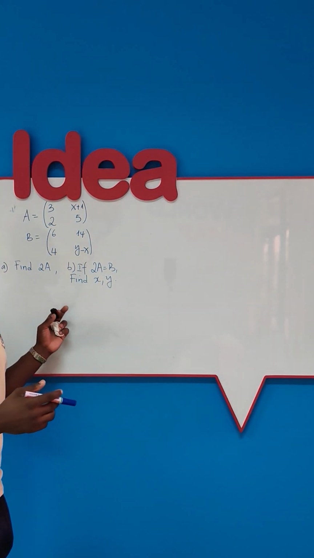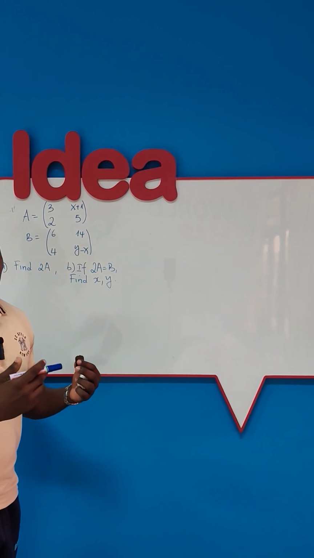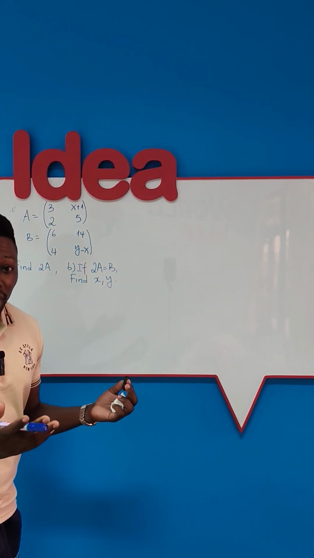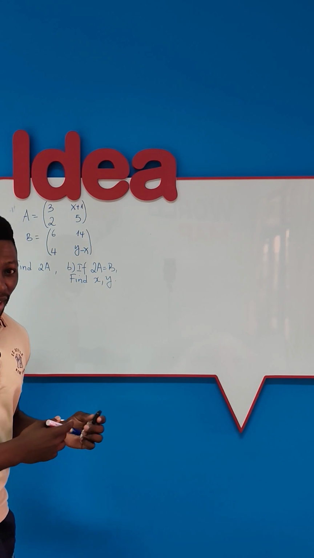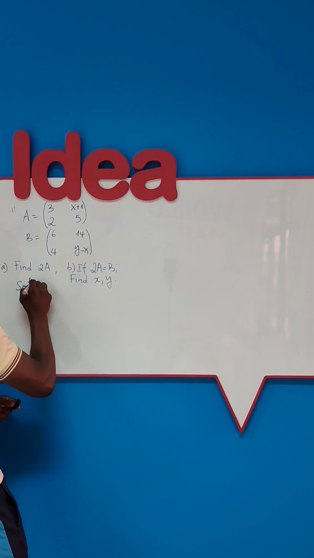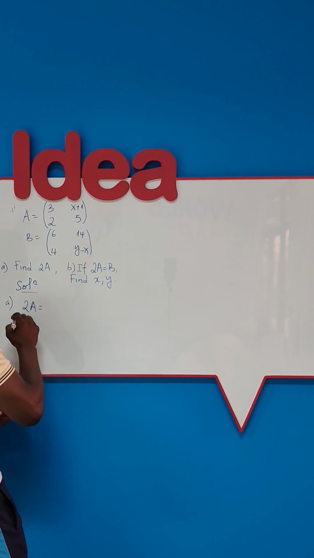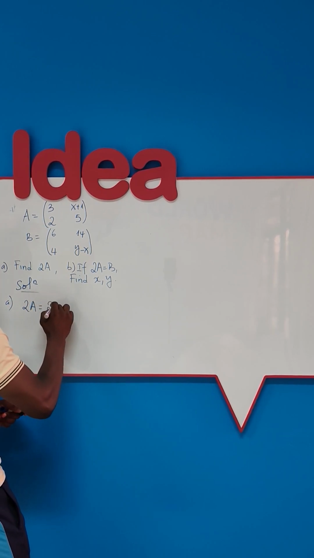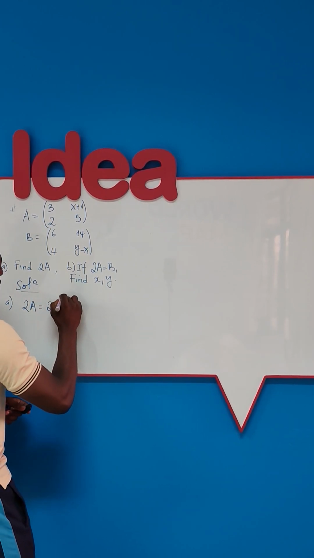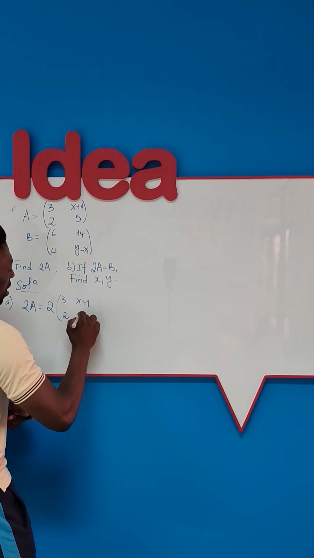What does it mean to find 2A in this case? This first question implies the application of multiplication of a matrix by a scalar. Okay, so how is this done? Let me start by writing out the solution here. Okay, so A, find 2A. 2A, we'll write it like this, will be given by 2 into 3, 2, x plus 1, and 5.